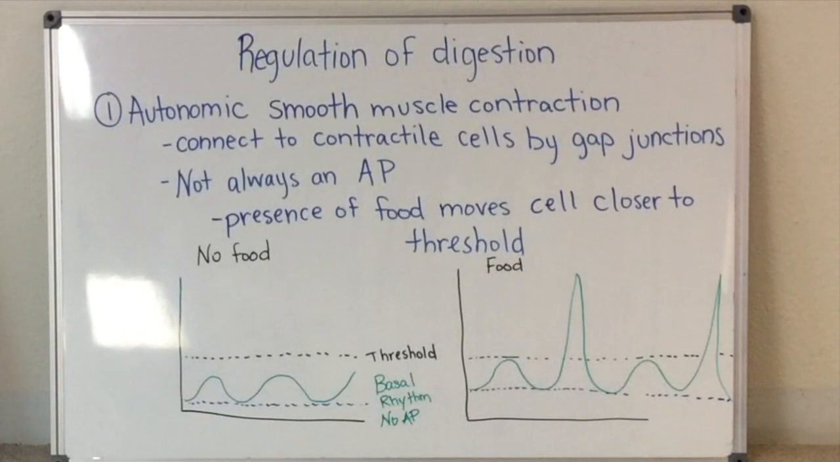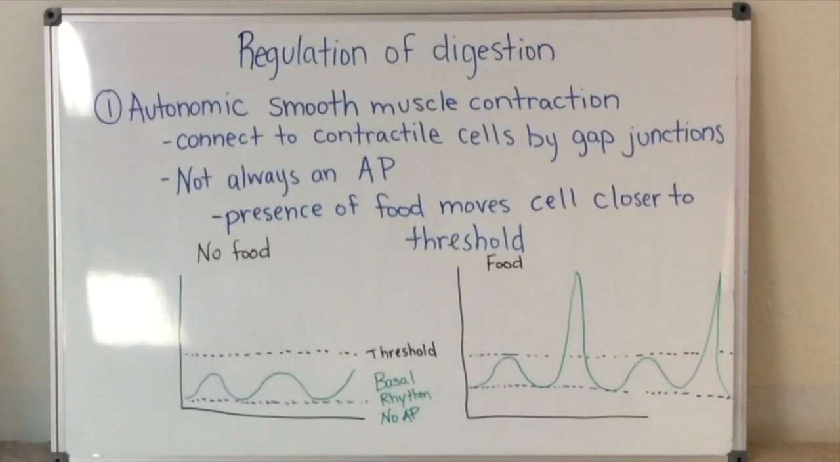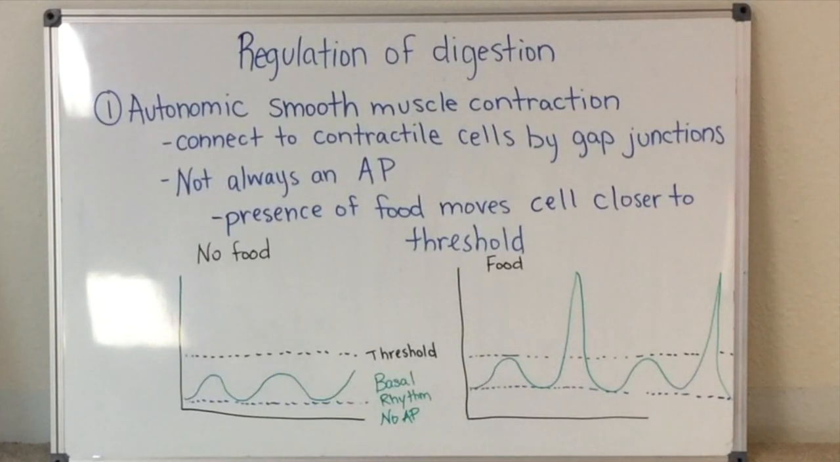When no food is present, the starting point for drifting towards threshold is lower compared to if food is present in the digestive system. Because food is present, the cells are automatically closer to threshold compared to when there is no food present. This means the cells are more likely to reach threshold and generate an action potential, which will move to the contractile smooth muscle cells by gap junctions. In contrast, when no food is present, the autorhythmic cells never reach threshold and an action potential is never generated.